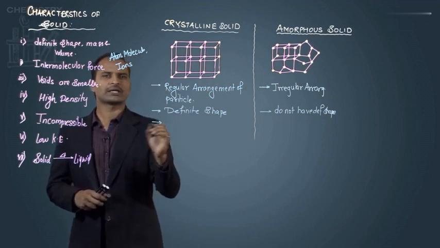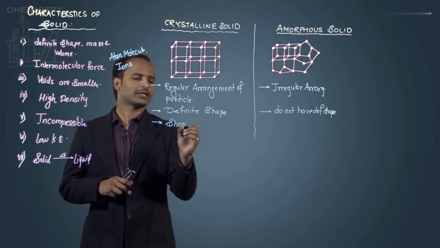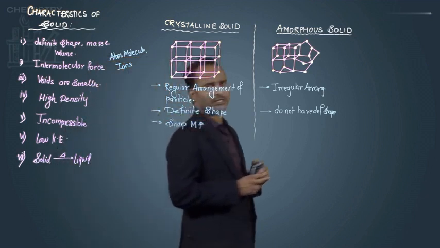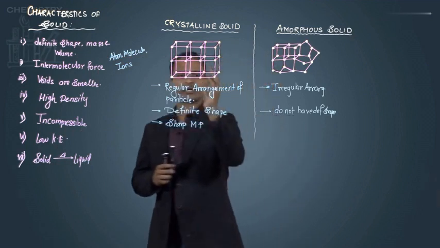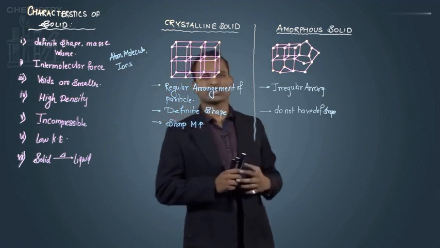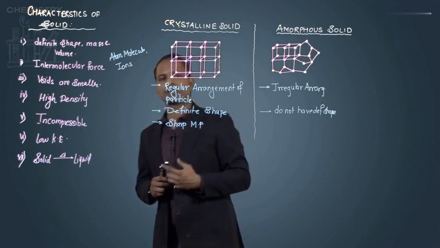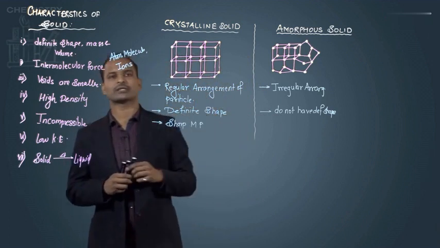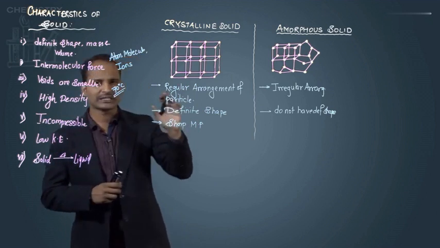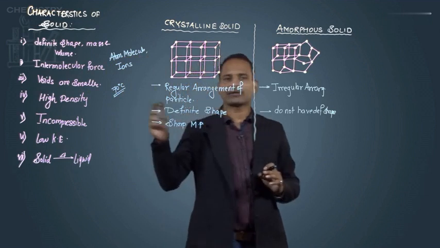The next property is that crystalline solids have a sharp melting point. Sharp melting point, because here the arrangement of the particles is fixed, so the intermolecular forces are also the same. So whenever we heat them, they melt at a particular temperature. For example, suppose this crystalline solid has a melting point of 70 degrees Celsius. When it is heated to exactly 70 degrees Celsius, it is going to melt. That means it has a sharp melting point.